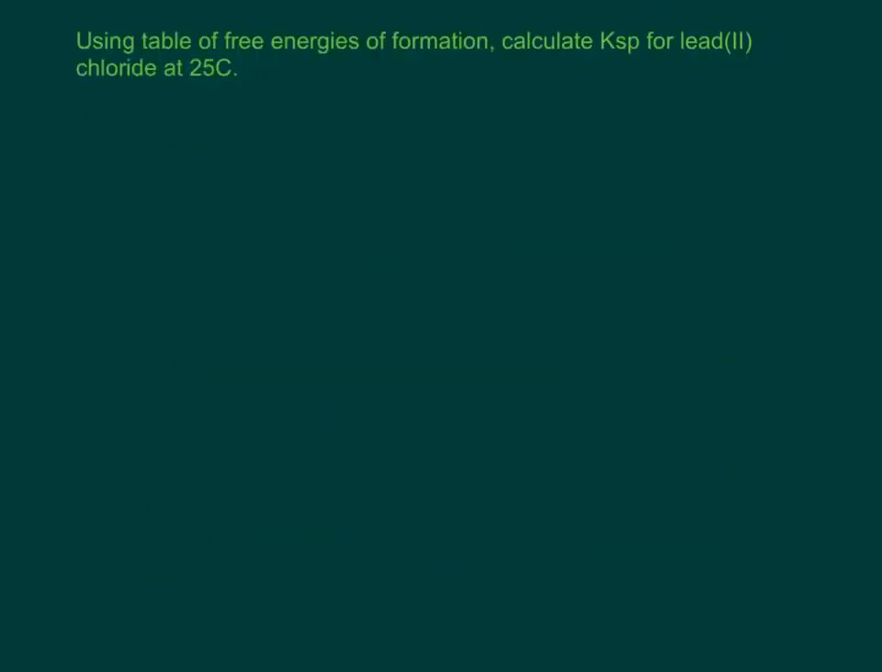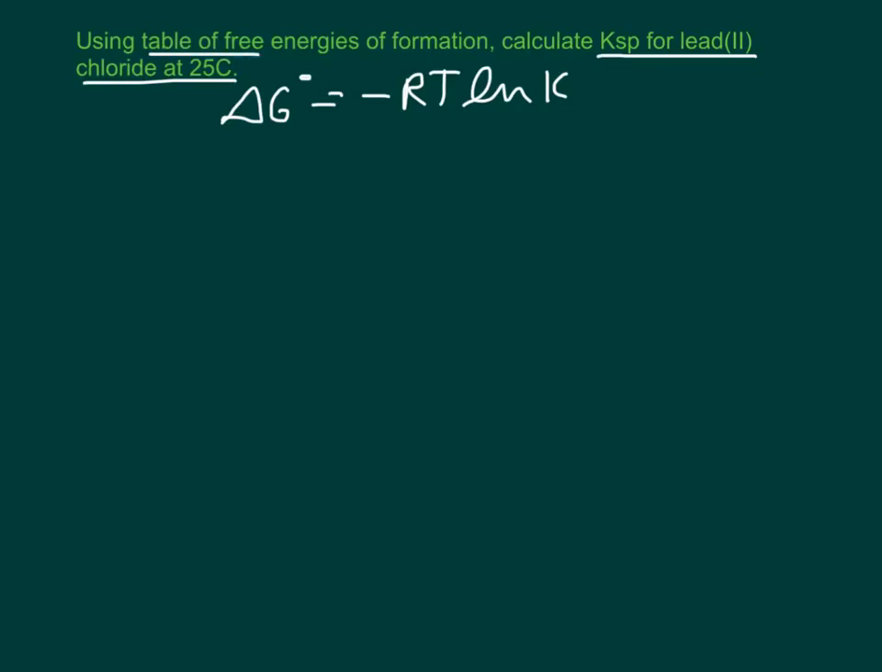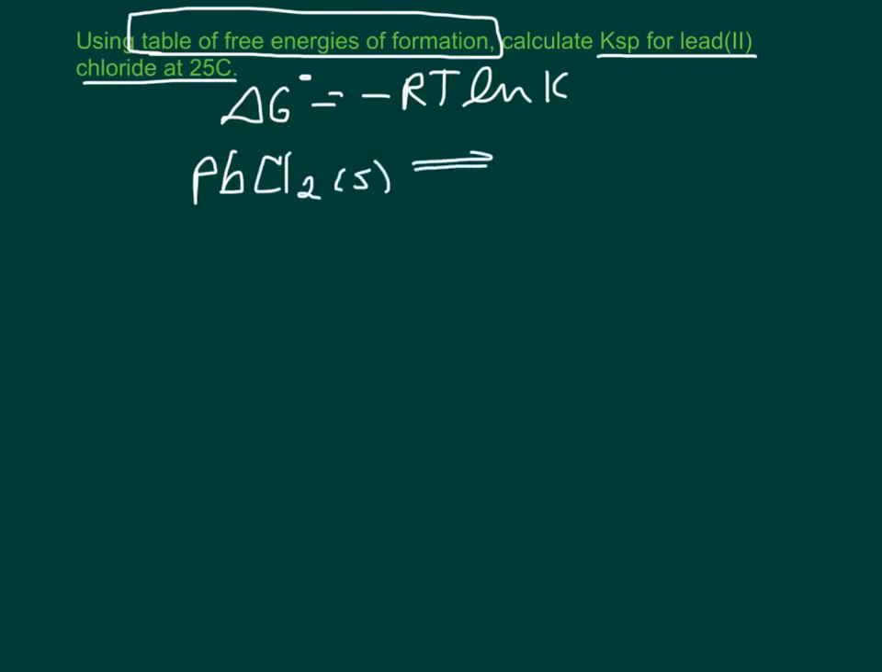So we could use this to find the KSP for lead 2 chloride at 25 degrees Celsius. Our equation is delta G is minus RT ln of K. The first thing we want to do is use a table of free energies of formation. Again, you have that table, so you can follow along with me if you want to. So let's write the equation we're talking about: lead 2 chloride, which is a solid, dissolving to make lead 2 ion and 2 chloride ions.